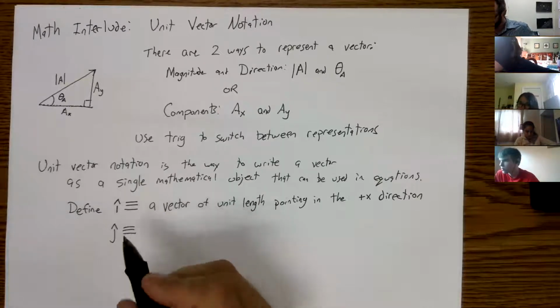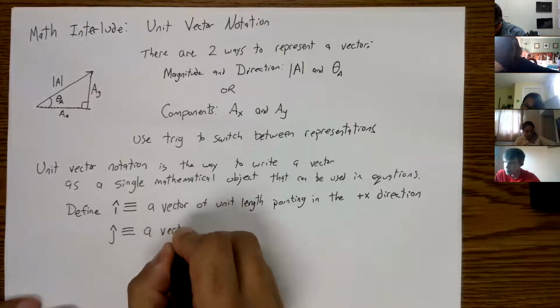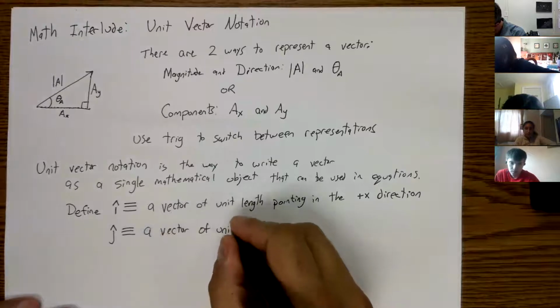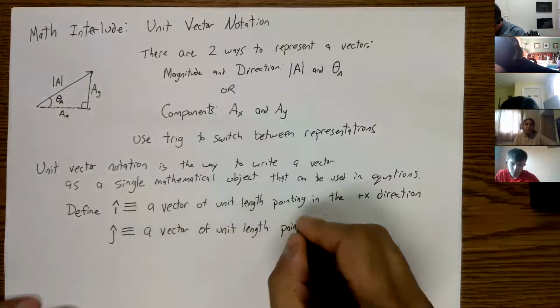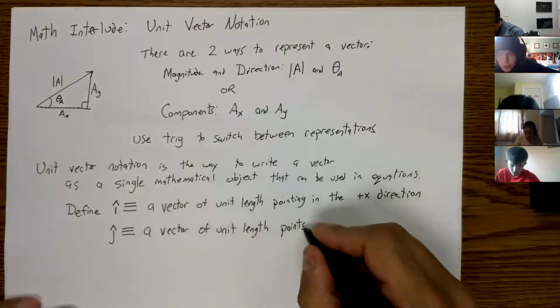Okay. So j hat, that's another vector of unit length. We know it's of unit length because it's got a hat on it. But this one points in the positive y direction.